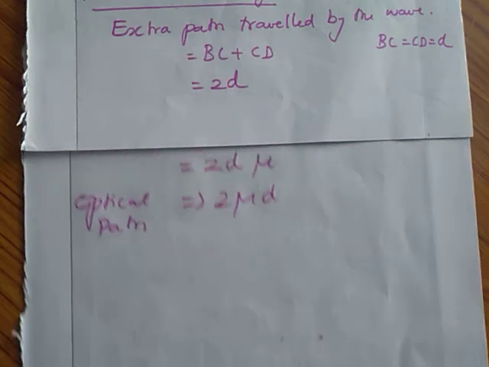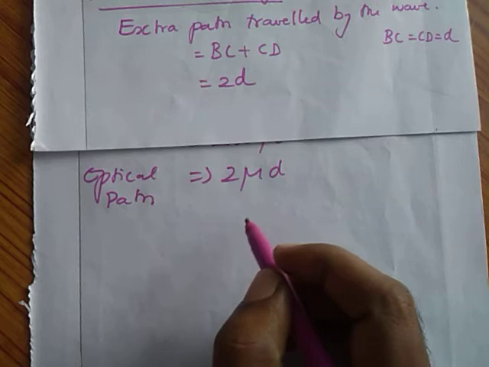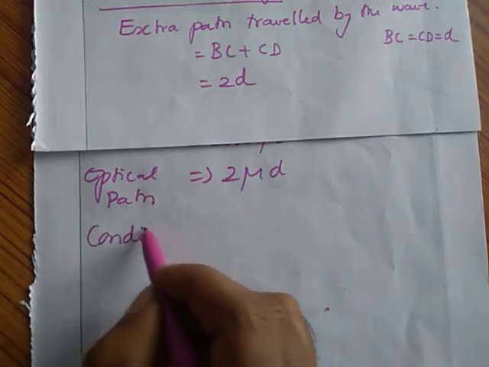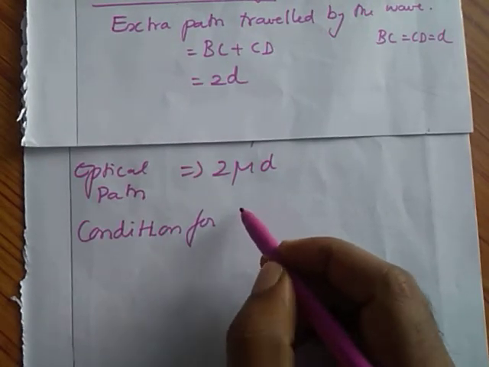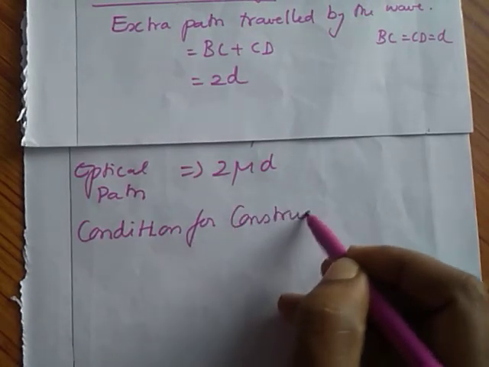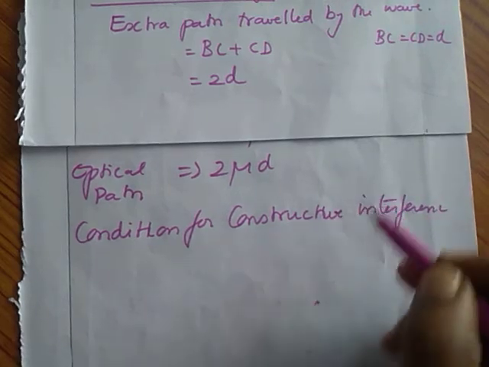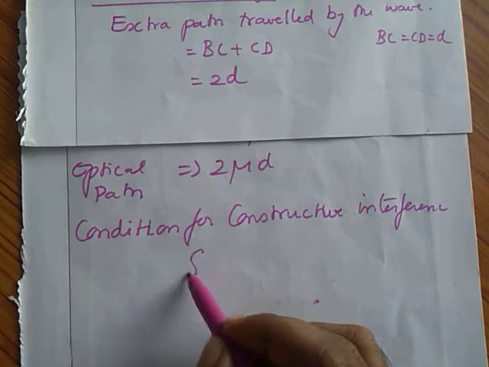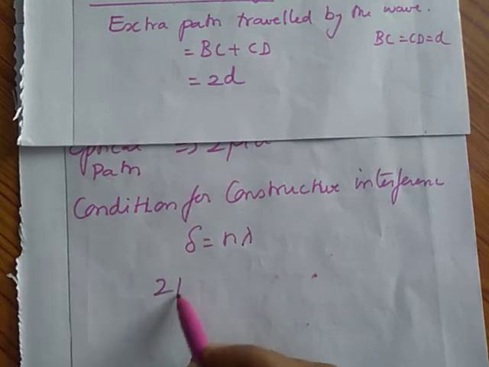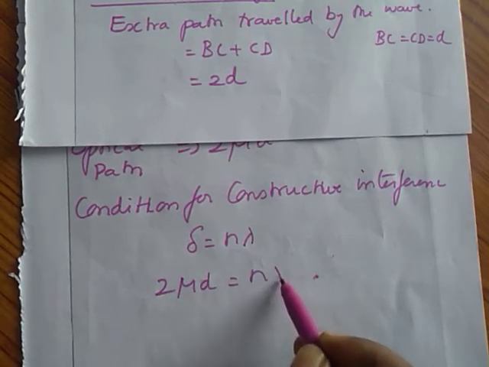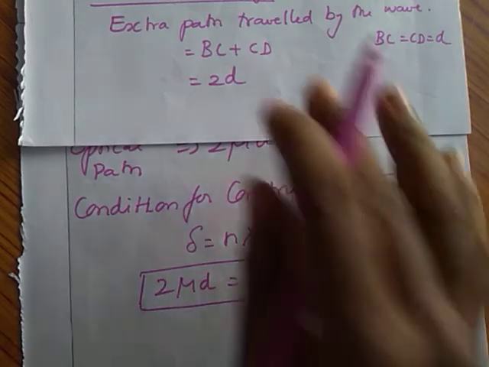Here, if constructive interference takes place, the condition for constructive interference is that the path difference delta is equal to n lambda. Equating these two, we get 2 mu d is equal to n lambda. This is the condition for constructive interference at the point P.